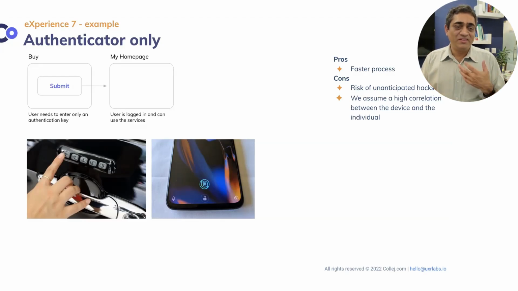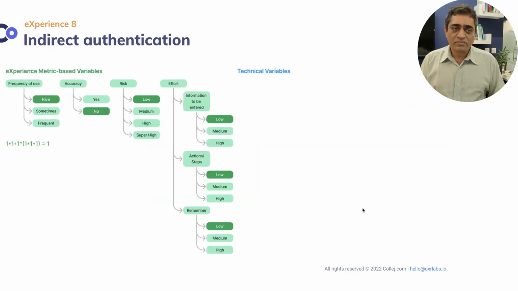Or you're probably using your car a lot. Just put in your code. You don't really need to worry about your keys and all that stuff. You're good to go. So it's fairly fast, but there are security risks with unanticipated situations. But as long as the users do not perceive this as a high-risk scenario, it works. Let's go on to the next one.